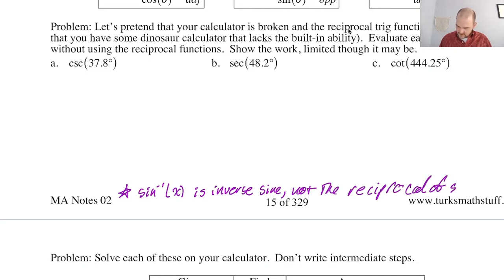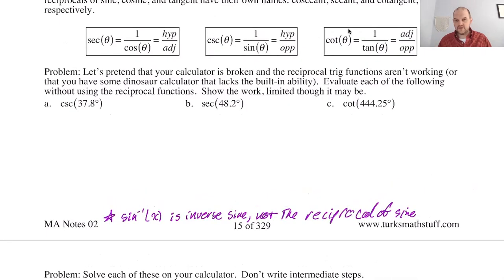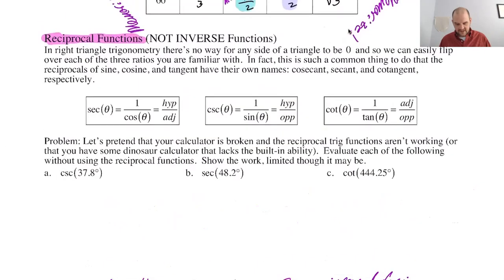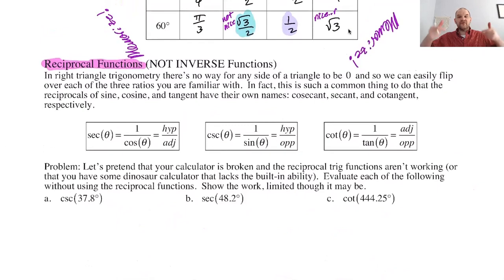So if you think about it, sine is opposite over hypotenuse, right? The reciprocal of sine should be hypotenuse over opposite. That's what it should be. Take the reciprocal, flip it over. So this is what we're talking about. We're talking about flipping our ratios.